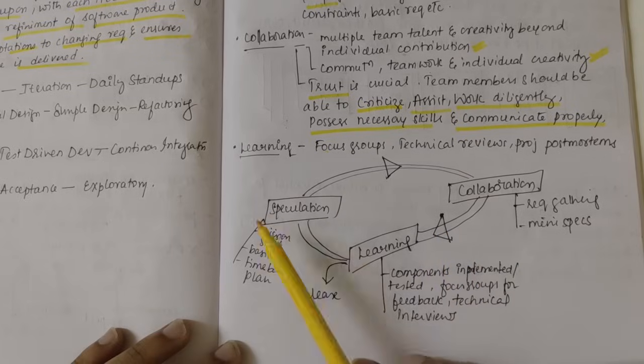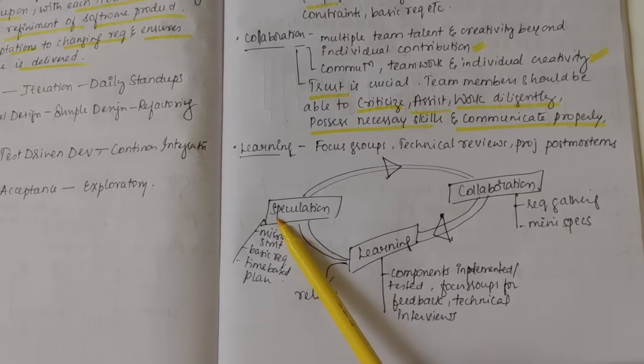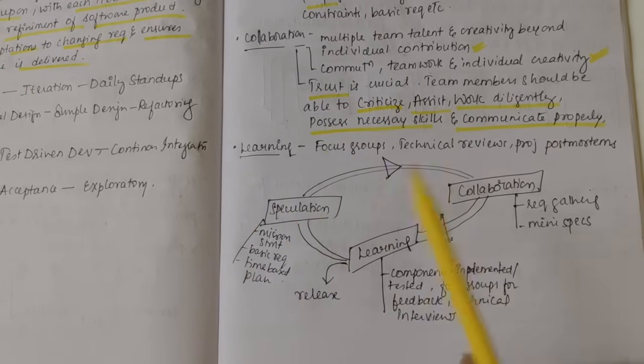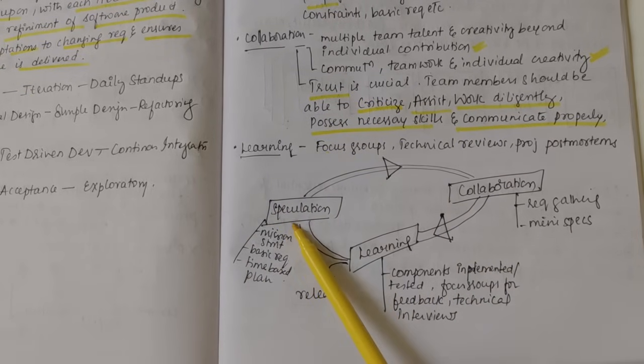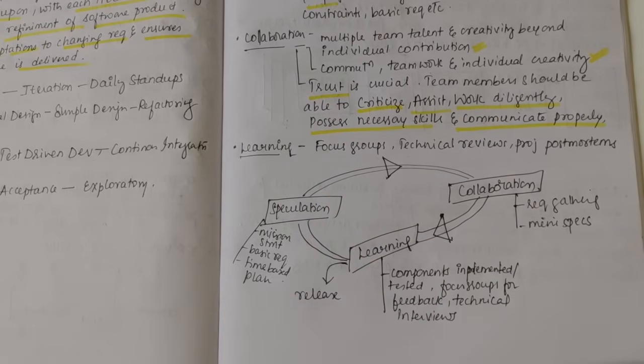So in speculation, we have the mission statement, basic requirements, time-based planning. Here all the project starts, and then we come up with adaptive cycle planning where we specify how many cycles should be there, and in each cycle what activity, what functionality should happen.